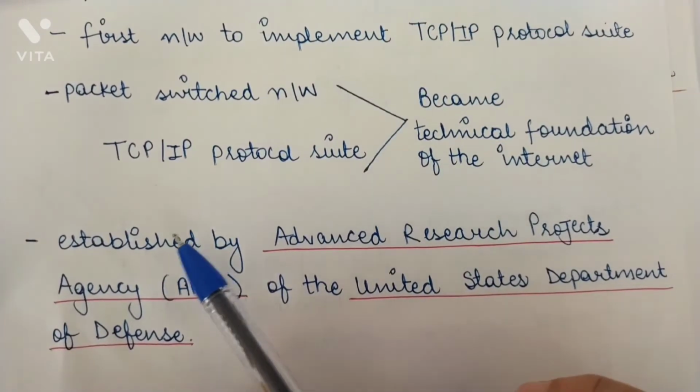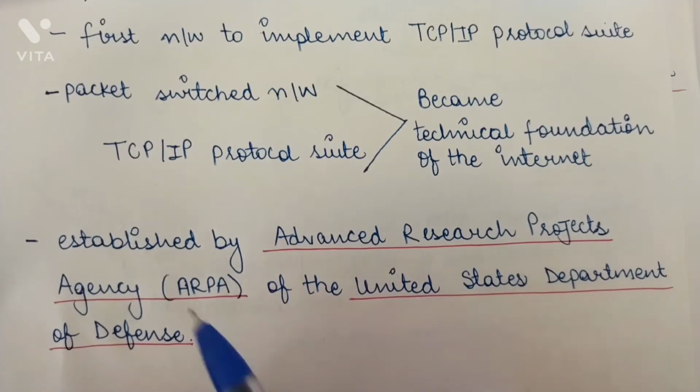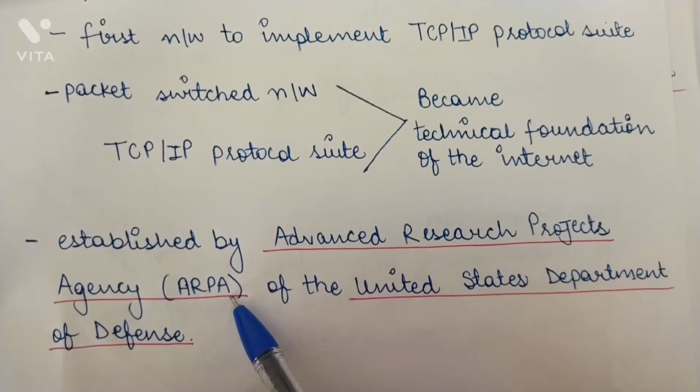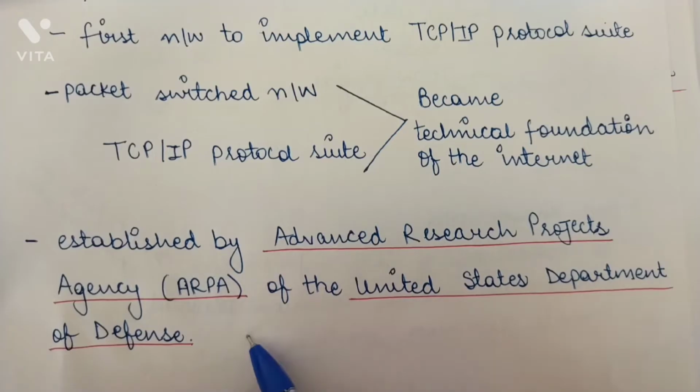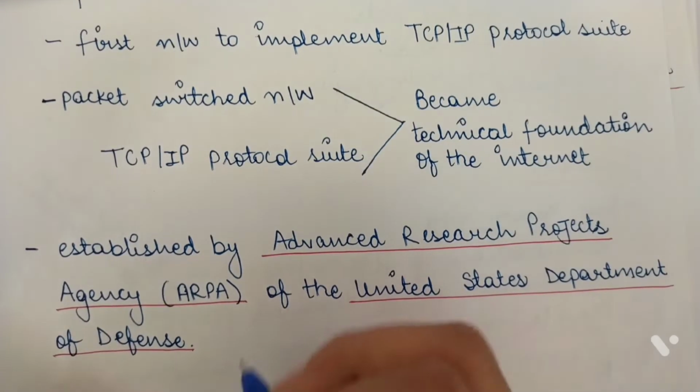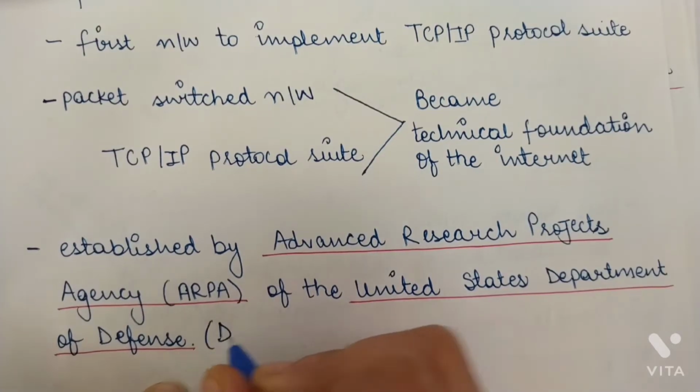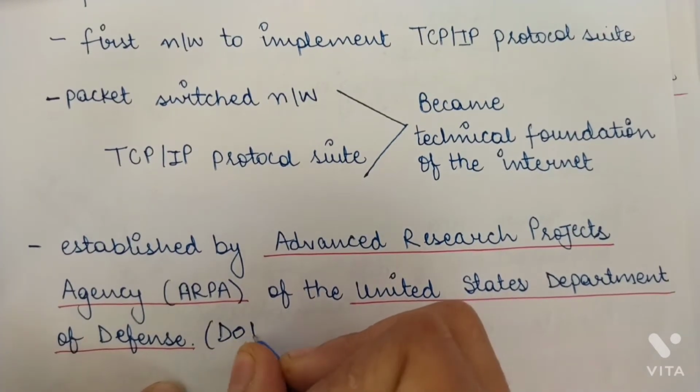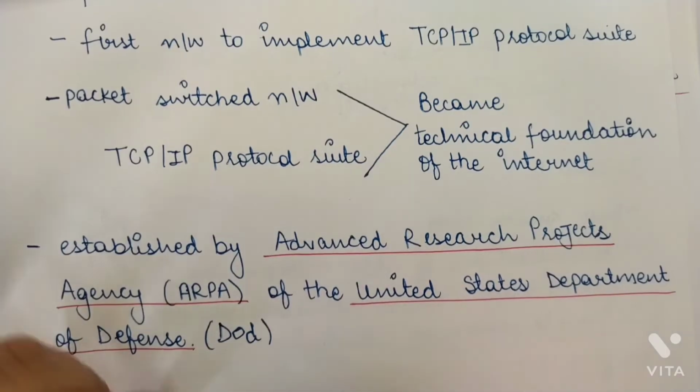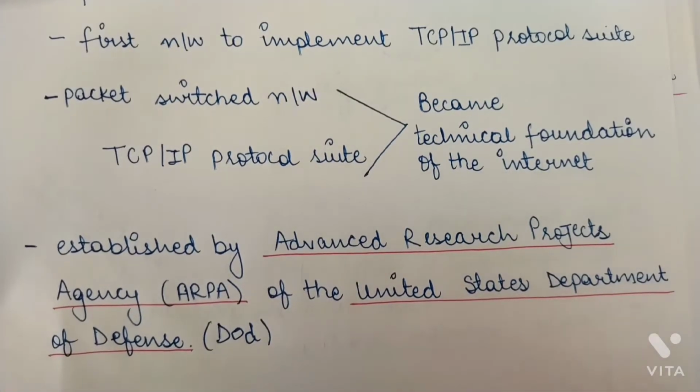It was established by the Advanced Research Projects Agency, that you call ARPA, of the United States Department of Defense. So it was initiated by the Department of Defense, that you also call DOD, right? Because it wanted some kind of a network which was less vulnerable to hackers or attackers, because the telephone lines that were previously used were prone to attacks, were quite vulnerable.